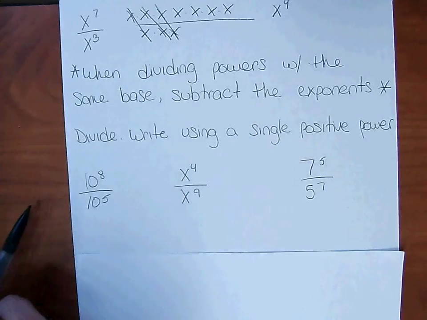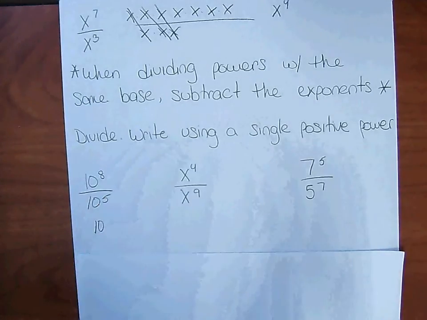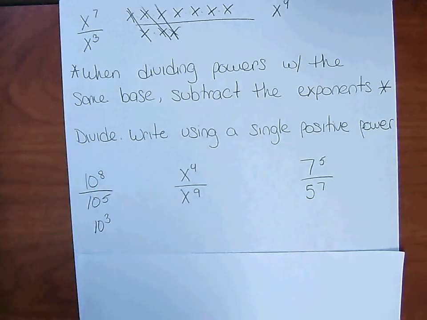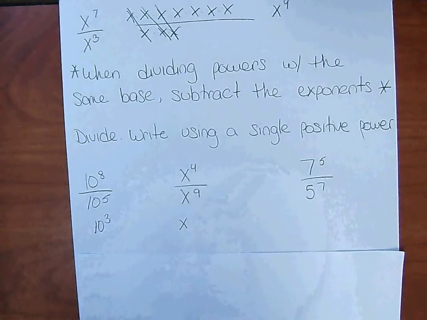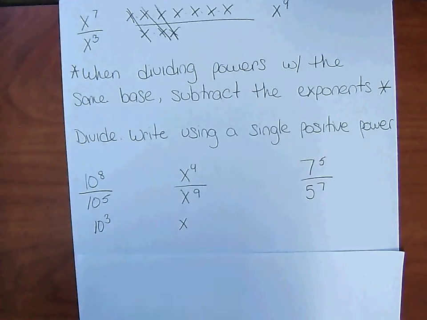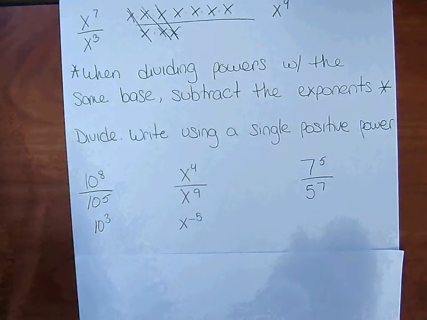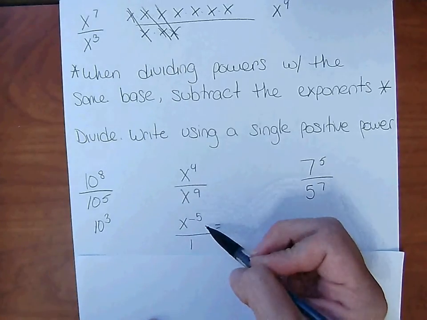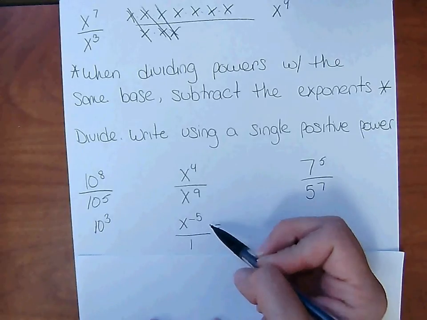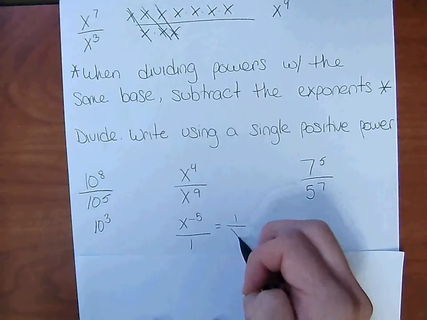10 to the 8th over 10 to the 5th, same base is 10, and 8 minus 5 is 3, so 10 to the 3rd. X to the 4th over x to the 9th, the base is x, and 4 minus 9 is a negative 5. We have to write it with a positive power, so make this a fraction, and the exponent is negative in the numerator, so we're going to move it to the denominator to become positive, 1 over x to the 5th.